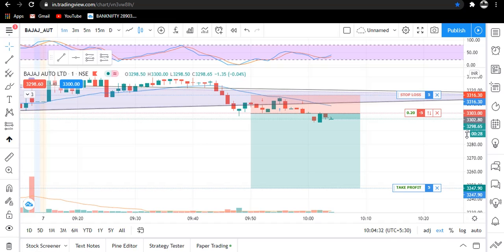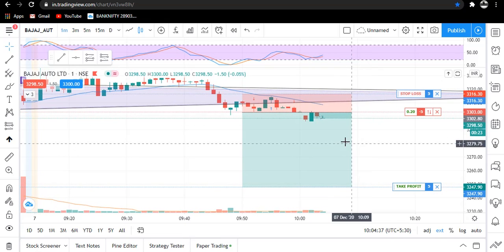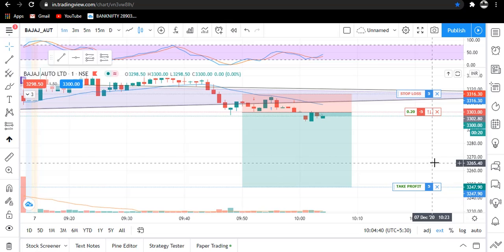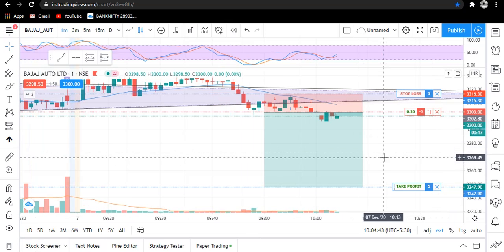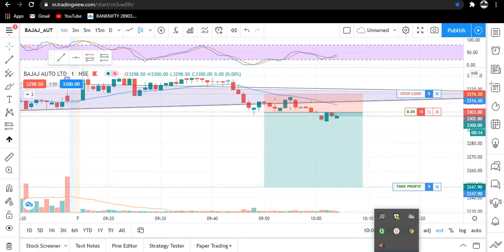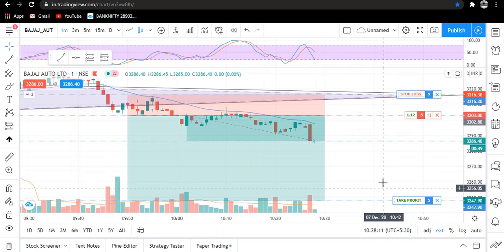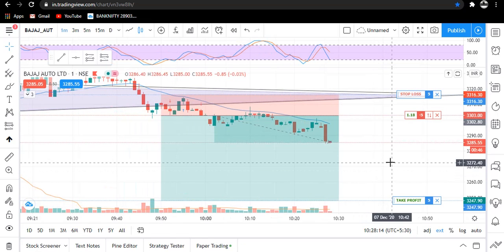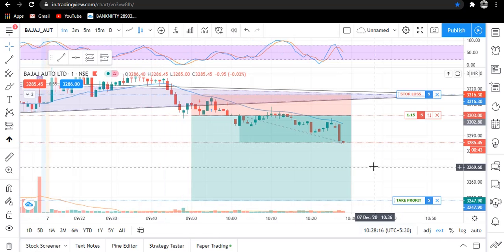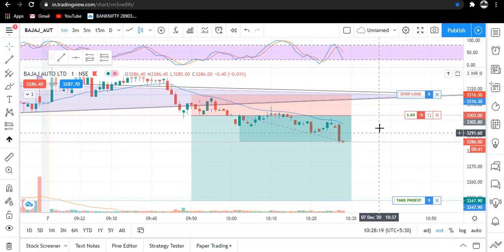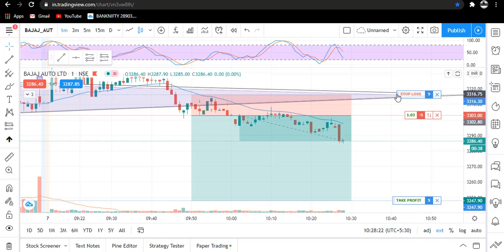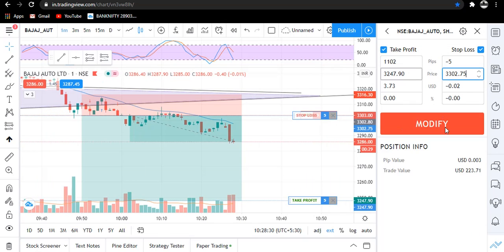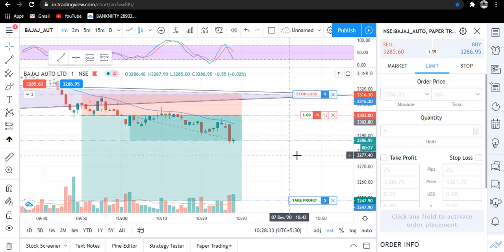Okay traders, so now I am pausing the video, and when it hits our target or stop loss I will update you and explain the logic after the trade gets completed. So traders, as the stock is showing some momentum towards our target, now we are trailing our stop loss to our cost price, to prevent any kind of loss today. So I'm modifying my stop loss to our cost price.